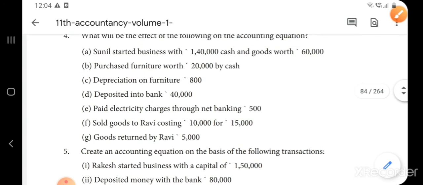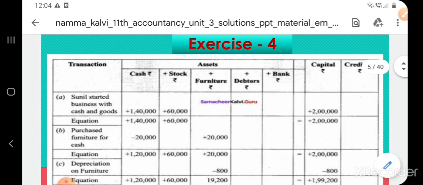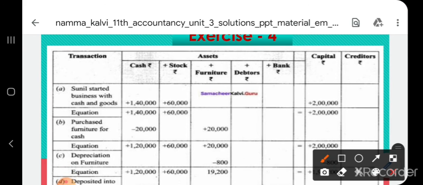Now we'll work out the problem. Exercise 4. Keep your textbook nearby and look at the transactions. First transaction, Sunil started. Before that you have to give the heading: accounting equation in the books of Sunil. Now Sunil started the business with cash and goods. So under cash you will write 1,40,000 and stock you will write 60,000. So total capital is 2 lakh.